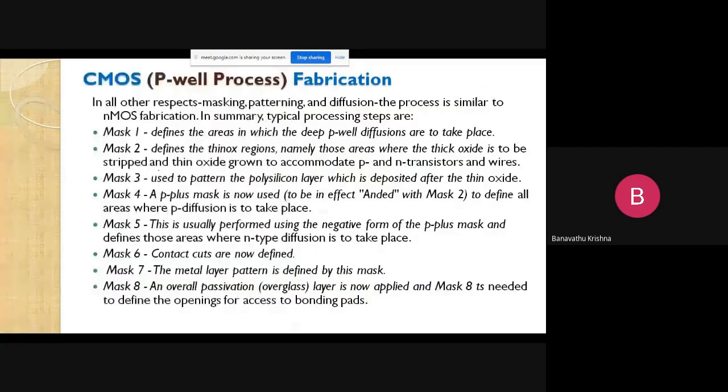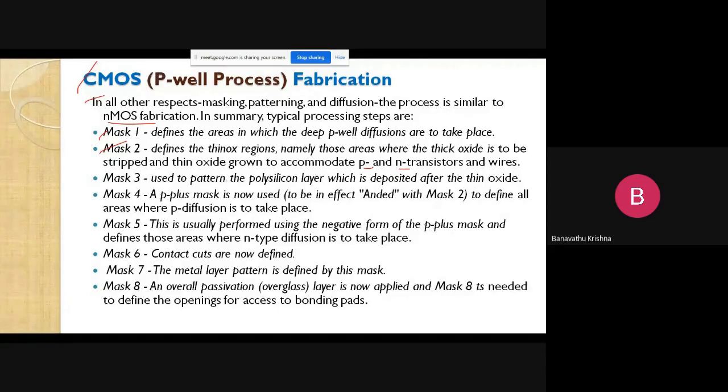Okay, and the complete summary of this CMOS fabrication processing technique is, in all other respects, masking, patterning and diffusing, the process is similar to the NMOS fabrication process, right? In typical processing steps, the first mask defines the areas in which the deep P-well diffusions take place. Mask 2 defines the thin-ox regions, namely those areas where the thick oxide is to be stripped and thin oxide grown to accommodate P and N transistors and wires.